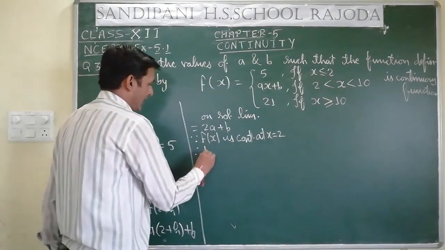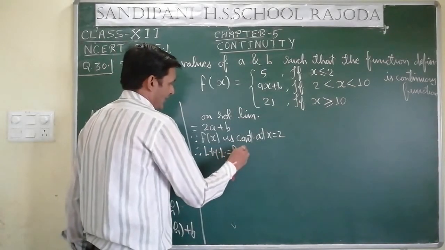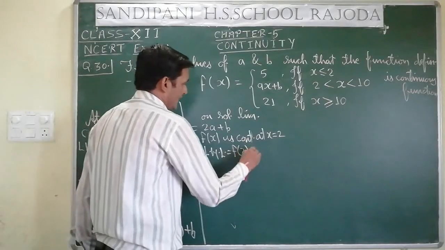Therefore, LHL is equal to f of 2 is equal to RHL.